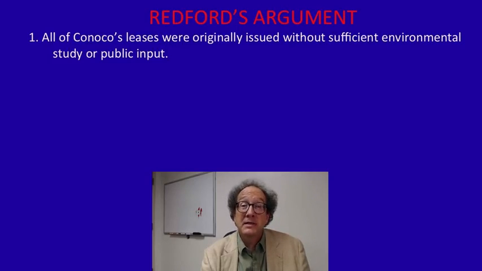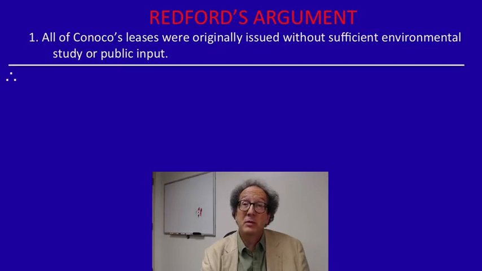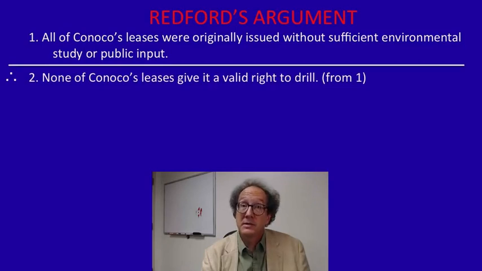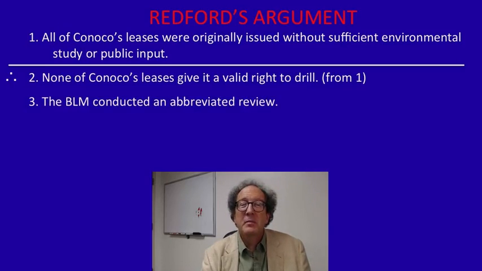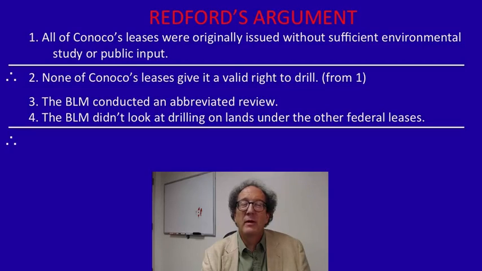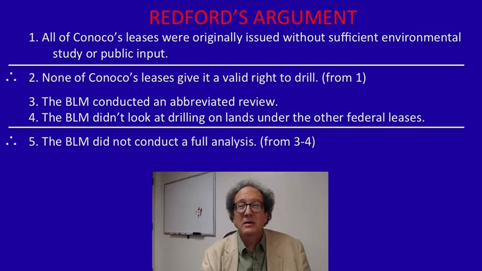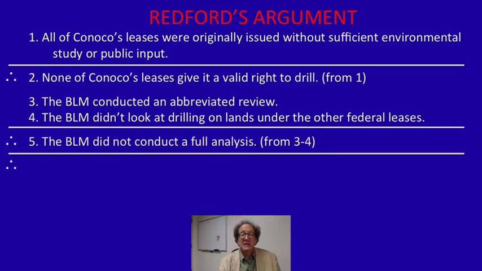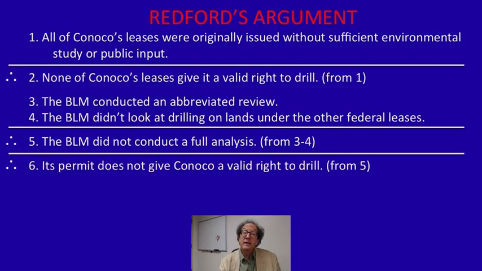1, all of Conoco's leases were originally issued without sufficient environmental study or public input. That's supposed to support 2, none of Conoco's leases give it a valid right to drill. Then 3, the BLM conducted an abbreviated review. They didn't look as carefully as they should have at the lands. 4, the BLM didn't look at drilling on lands under the other federal leases, the comparative claim. And those two are supposed to support 5, the BLM did not conduct a full analysis. And what that's supposed to show is that 6, its permit does not give Conoco a valid right to drill.